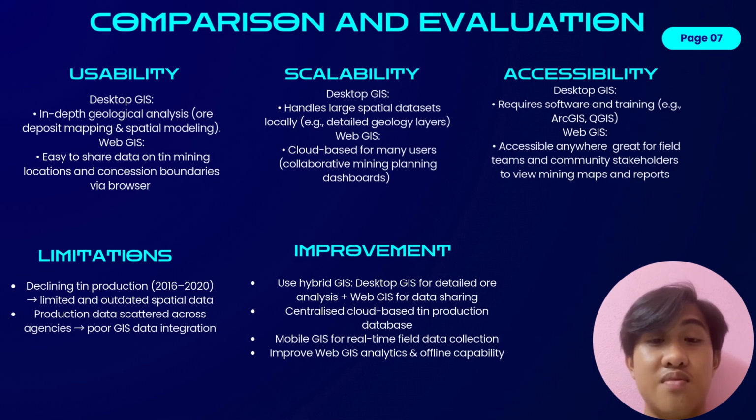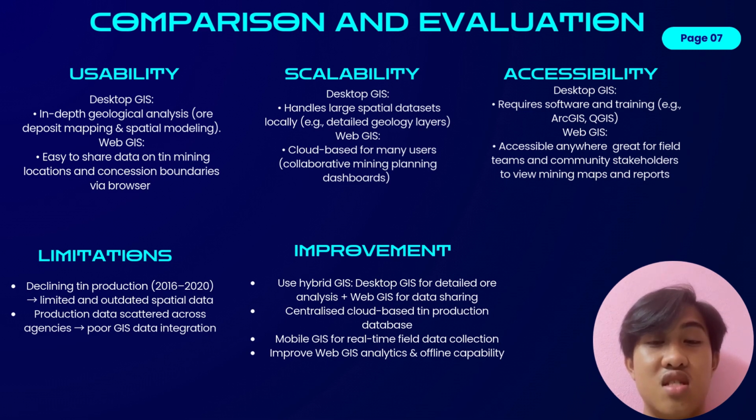In terms of accessibility, desktop GIS requires specific software and training, such as ArcGIS or QGIS. WebGIS, however, is accessible anywhere with an internet connection, making it very useful for field teams and community stakeholders to view mining maps and reports. However, there are some limitations. Malaysia's tin production declined between 2016 and 2020, which resulted in limited and outdated spatial data. In addition, production data is often scattered across different agencies, causing poor GIS data integration.